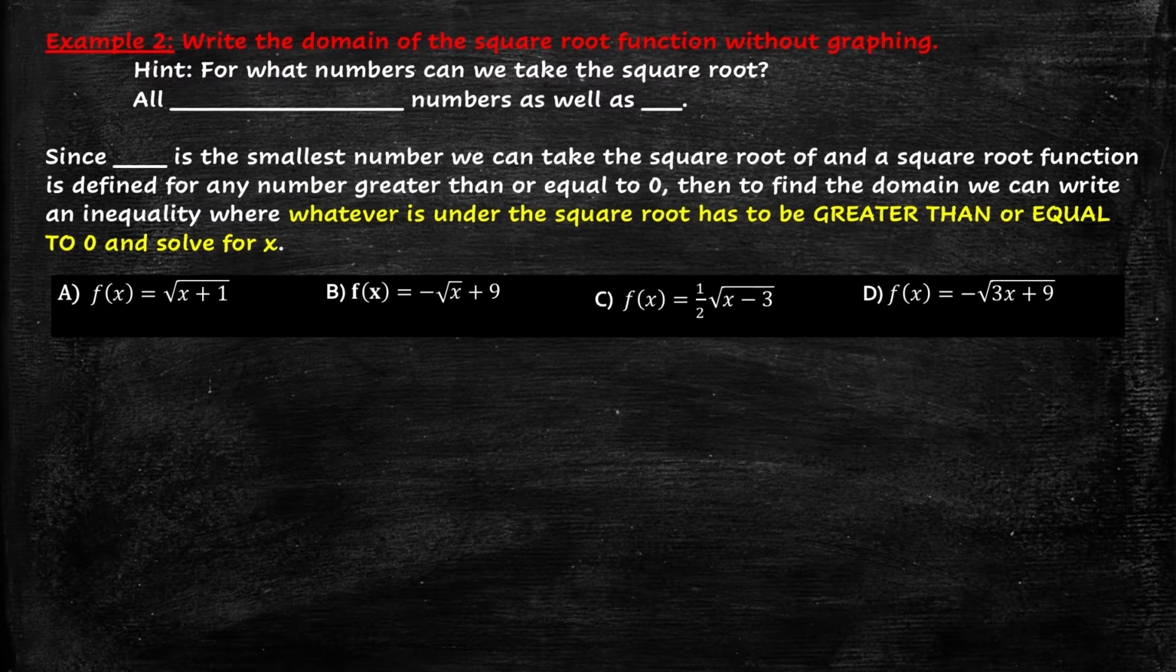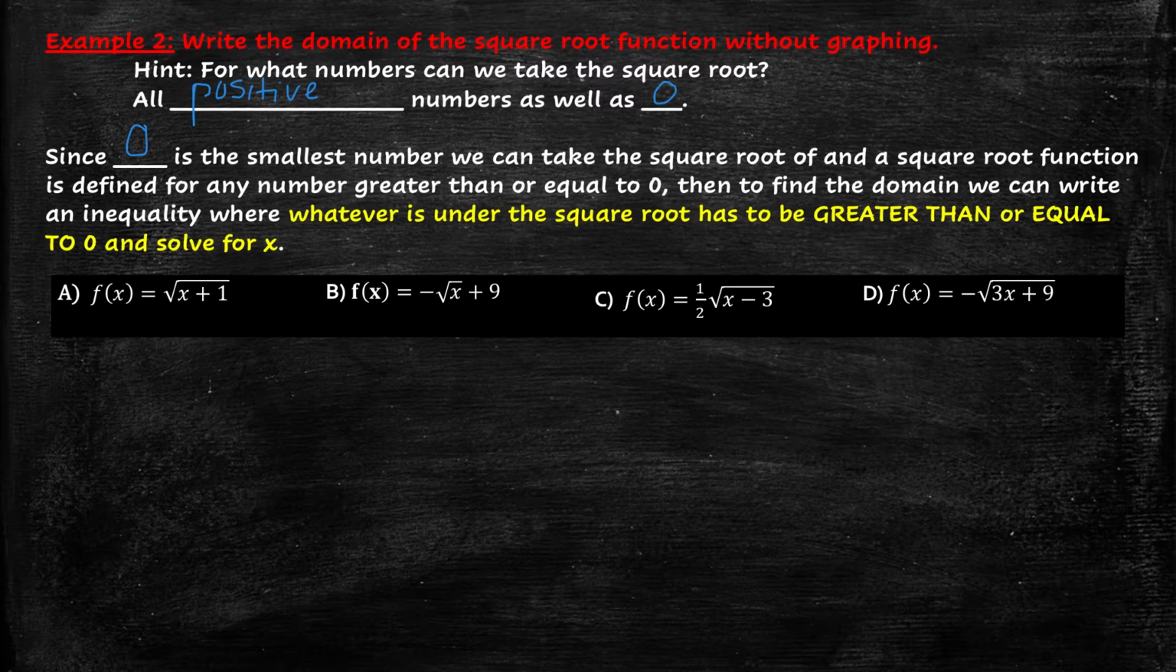Okay, now you can write the domain based on just looking at the equation without graphing it. And so one way to do this is you need to keep in mind that you can only take the square root of positive numbers as well as 0, right? And so since 0 is the smallest number that we can take the square root of, and a square root function is defined for any number greater than or equal to 0, then to find the domain, we can write an inequality where whatever is under the square root has to be greater than or equal to 0. So here's how you would do this.